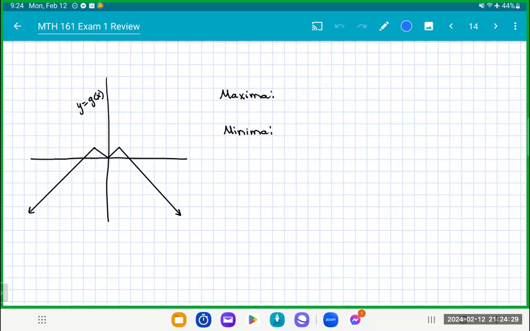Okay, so this one, not a lot of work here. We're just looking at what our minimums and maximums are. So we have maximums at these 2 points here. That is at the point negative 1, 1 and the point 1, 1. And we have a minimum at this point here, which is 0, 0. Okay, questions?